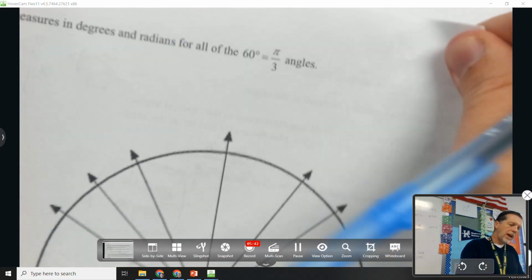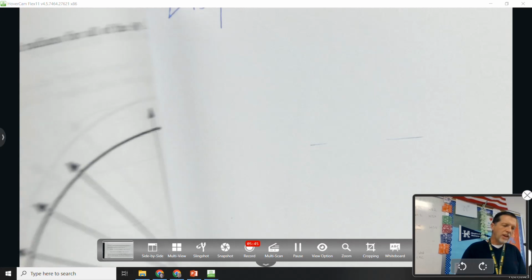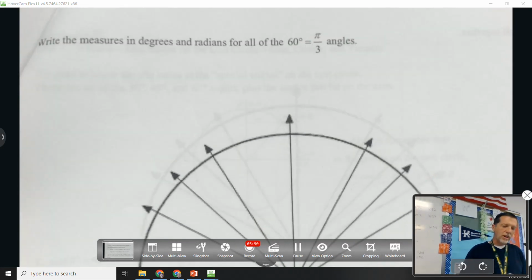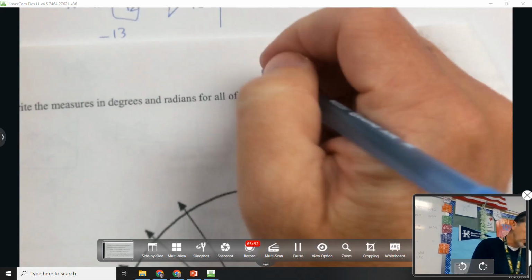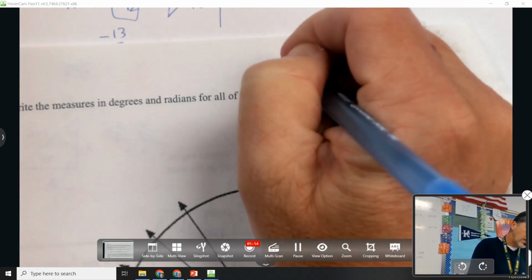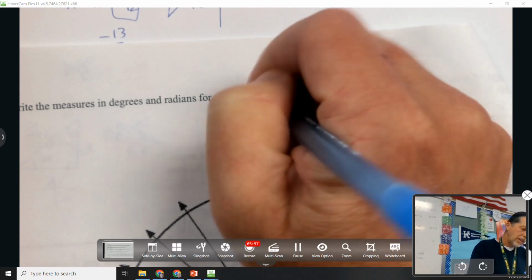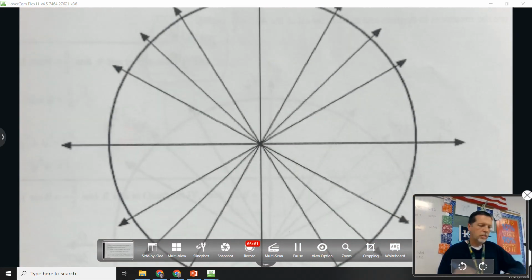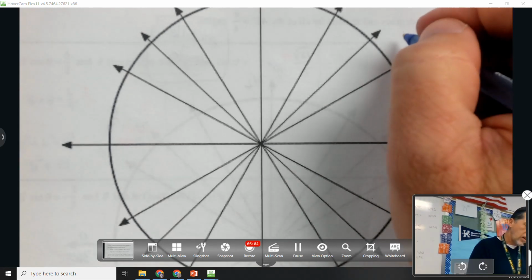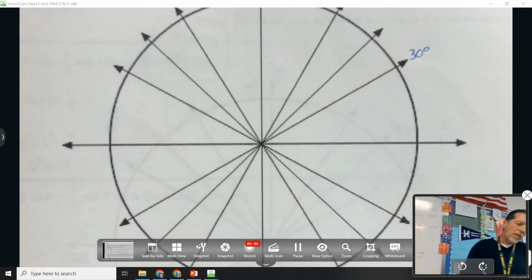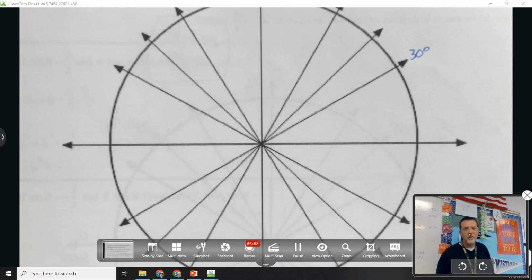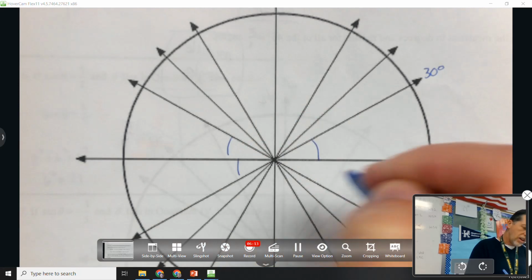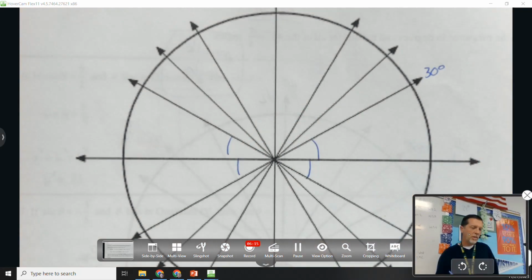All right, turn the page, and there's a typo on one of these next two pages because they both say 60 degrees equals pi over 3. I'm like, well, yes, it does, but let's do 30 degrees equals pi over 6. In fact, let's do all the reference angles that are 30 degrees. Let's do it that way. So all the angles that are 30 degrees from the x-axis.